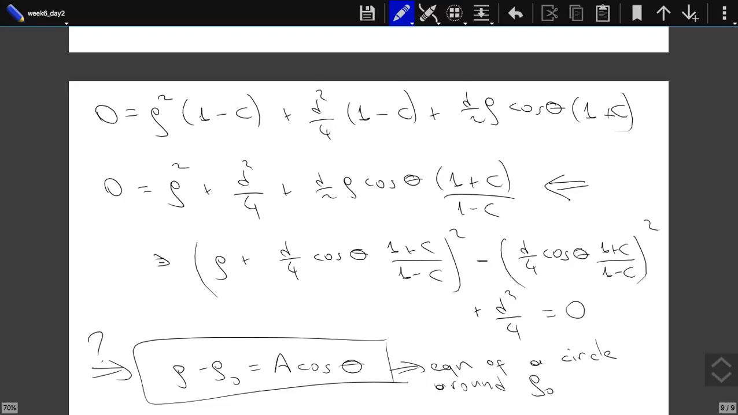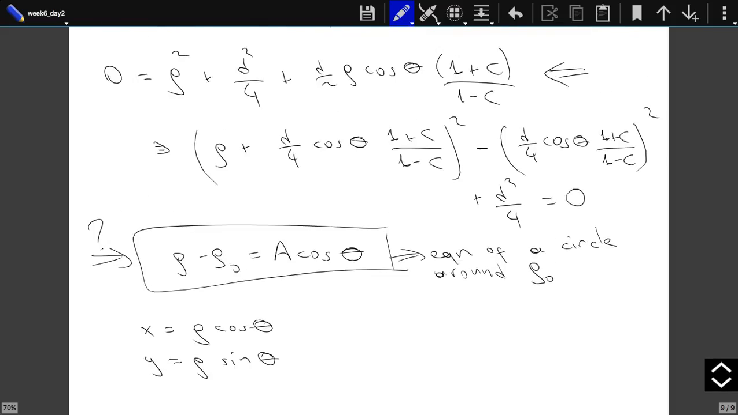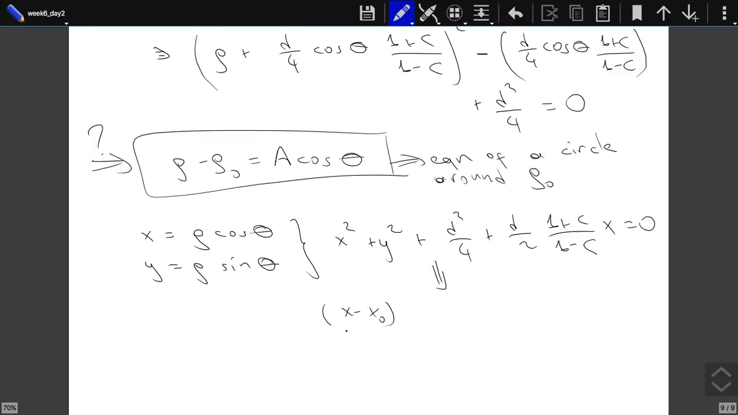Oh, sorry, we did do it, right? So you see, we have x equal to rho cosine theta, y equal to rho sine theta. In general, if you go to Cartesian coordinates, that expression is nothing but x squared plus y squared, which is rho squared, plus d squared over 4, plus d over 2, (1 plus c over 1 minus c), rho cosine theta, which is x. This is equal to 0. This is the expression of a circle. You can convert it into (x minus x0) squared plus y squared equals r squared. Your circle has its center at y equal to 0 and x equal to x0. So we are done. This is an equation of a circle.